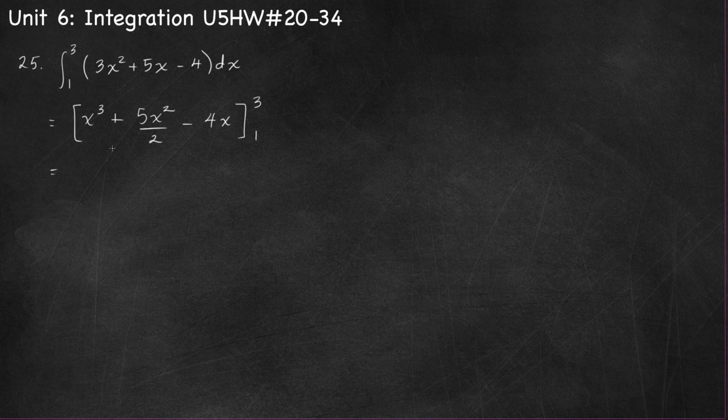So I sub in the top number, 3, in for x, I get 3 cubed plus 5 times 3 squared over 2 minus 4 times 3. Minus, and I'm going to sub in the 1. So I get 1 plus 5 over 2 minus 4. Okay, let's distribute this negative and then simplify further.